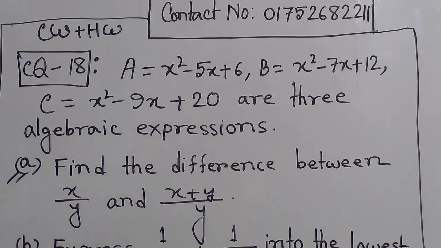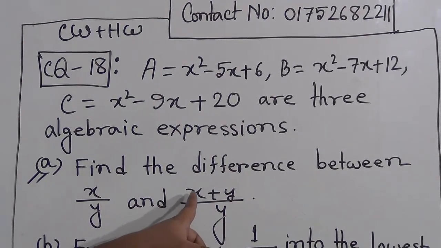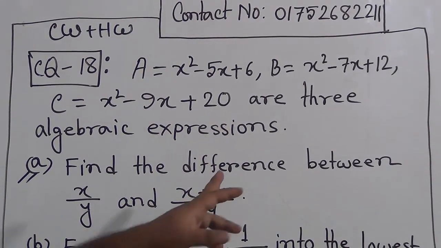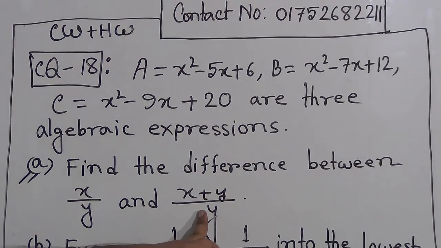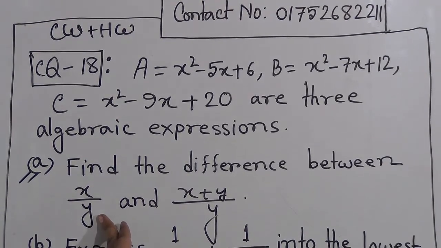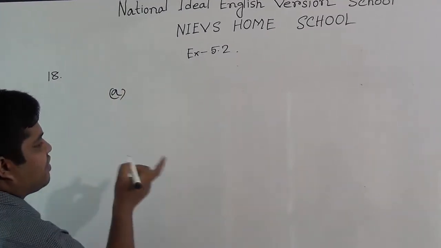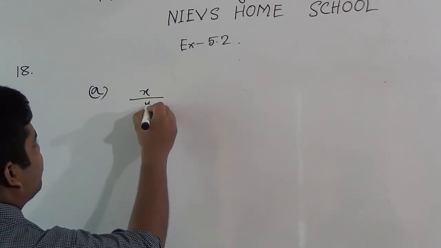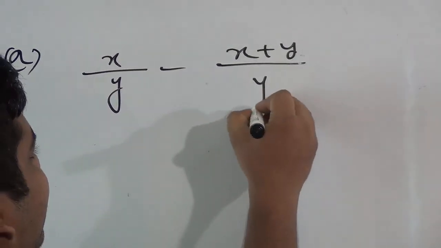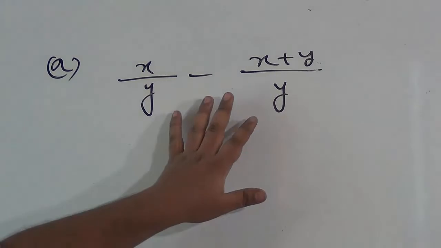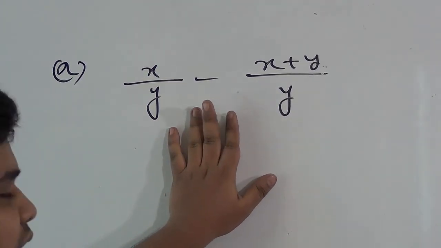Here question number A. A is find the difference between x by y and x plus y by y. My dear students, difference means we do subtraction. That means we subtract the second expression from the first expression. So here the first expression is x by y and the second expression is x plus y by y. As the question asks you to find the difference, we do subtraction.